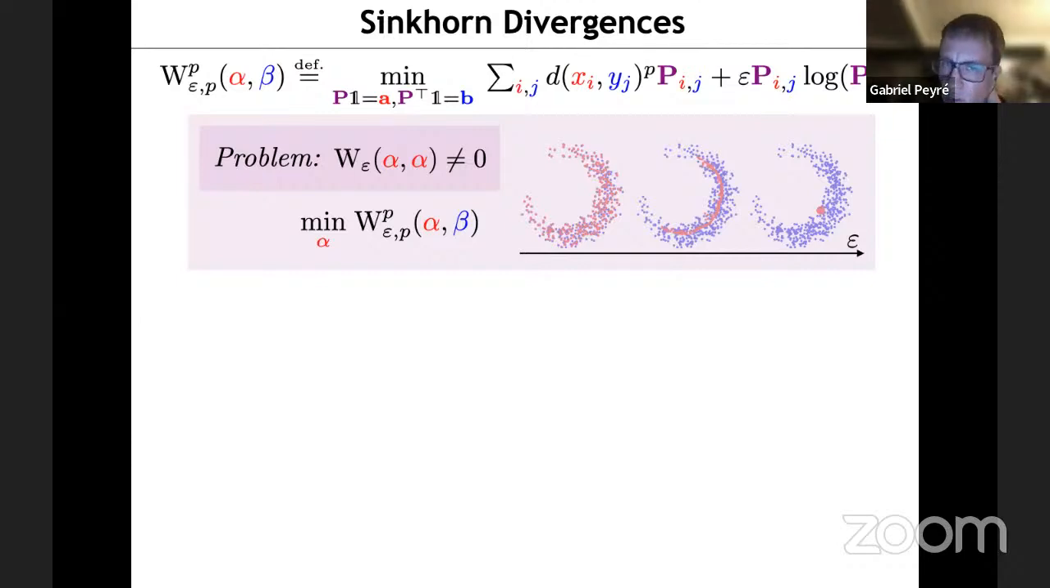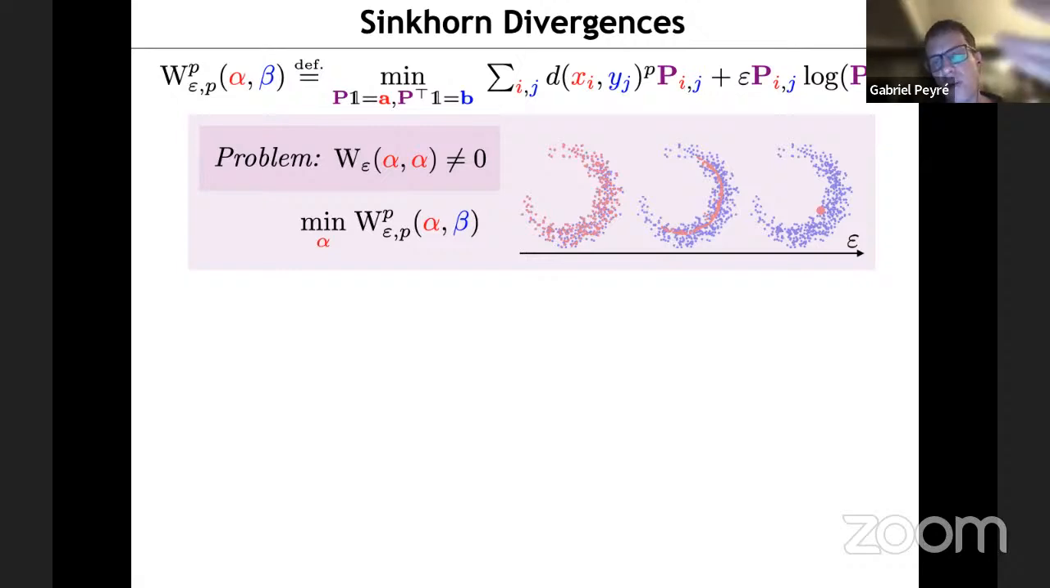The first thing to notice, it's not really good news, is that, because of this extra entropic term, it's not a distance anymore. So in particular, the cost of Schrödinger between alpha and itself is non-zero. And if you look numerically, this epsilon will cause you a lot of trouble. In particular, a very simple case: you give me some beta and you want to find the alpha which is closest to beta, you find a solution which is not equal to alpha.